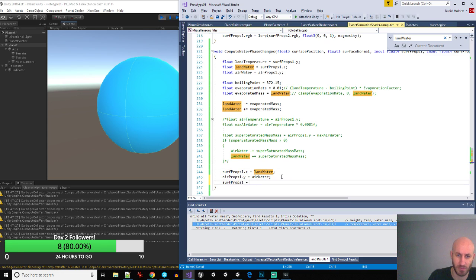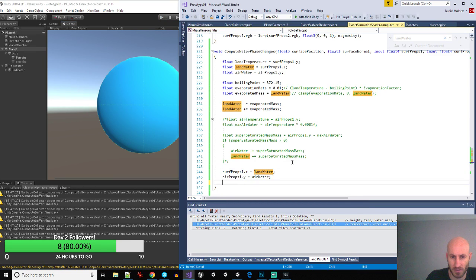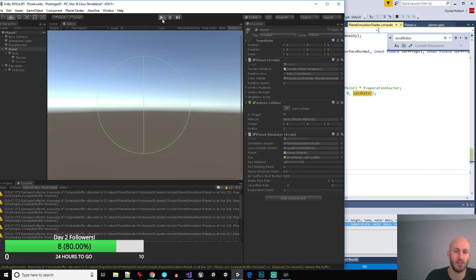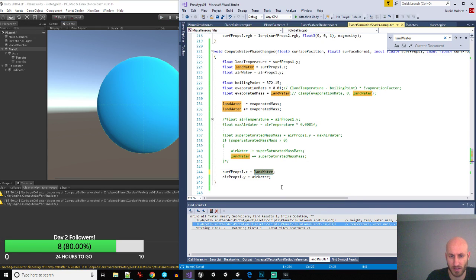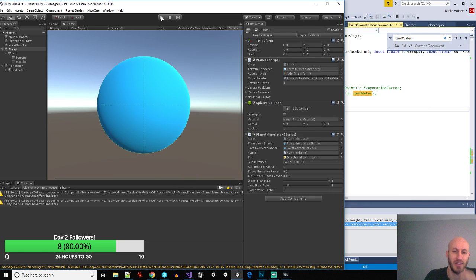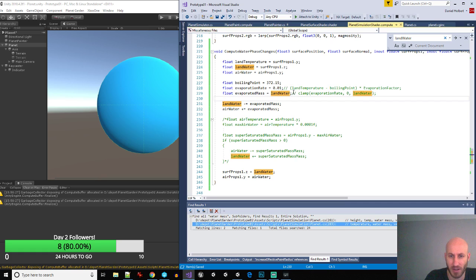What if I do something crazy? That worked. That should also make the water disappear. It did. Okay, so what? Oh, stupid, I'm adding and removing it. This is supposed to be air water. Okay. Now it's going to disappear. Bam. Okay, now we're getting somewhere.